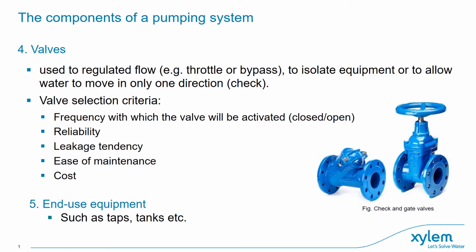Later on, we'll be talking also about axial thrust in the systems themselves. Valve selection criteria range from the frequency with which the valve will be activated, the reliability of the single typology, the leakage tendency, the ease of maintenance, and of course also the cost. The last component is the end-use equipment, as named before: taps, tanks, basically every last part of the system, which represents in itself the last net loss of the water before being delivered.